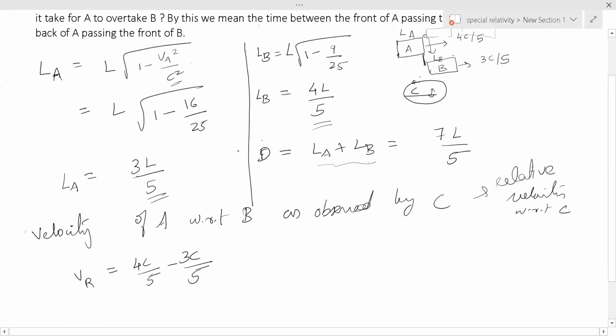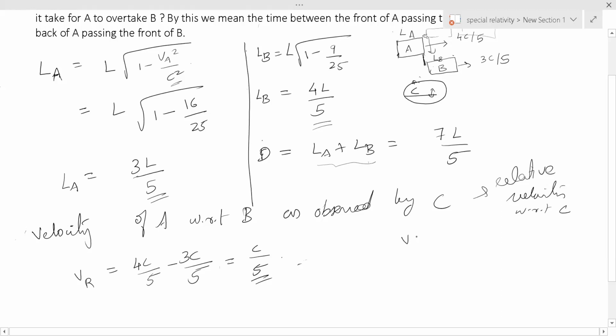Is that clear? We said that in this case, the speed can exceed the speed of light. The relative velocity as observed by C can exceed the speed of light. We have discussed this. So this is actually c/5. So we've got the relative velocity. We know the distance that C says the train has to move. So we have all the details.